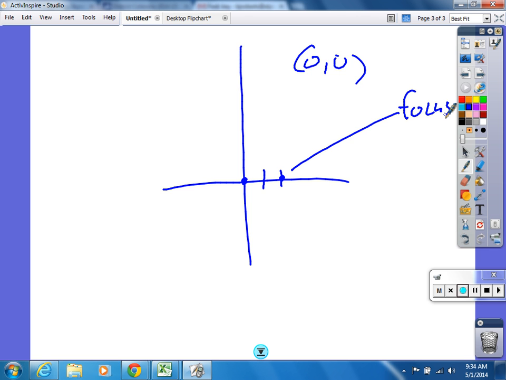Everybody there with me? So which way does this graph look like? Up, sideways, down, or right? The focus is always on the inside of your parabola, so therefore it opens to the right. Everybody understand?